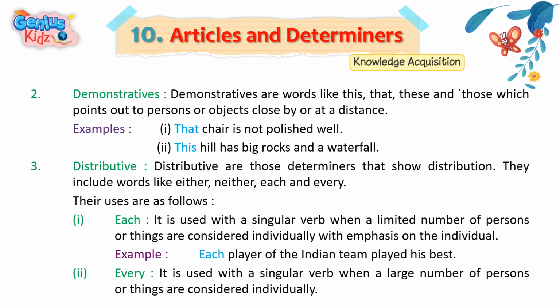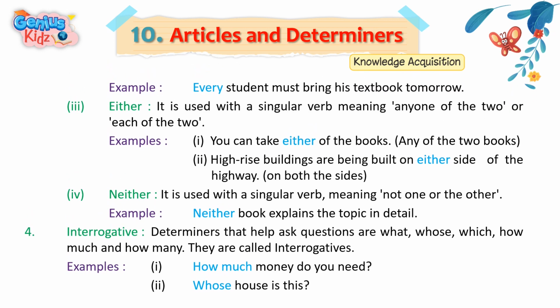2. Every. It is used with a singular verb when a large number of persons or things are considered individually. Example: every student must bring his textbook tomorrow. 3. Either. It is used with a singular verb meaning any one of the two or each of the two. Examples: 1. You can take either of the books, any of the two books. 2. High-rise buildings are being built on either side of the highway, on both the sides. 4. Neither. It is used with a singular verb, meaning not one or the other. Example: neither book explains the topic in detail.